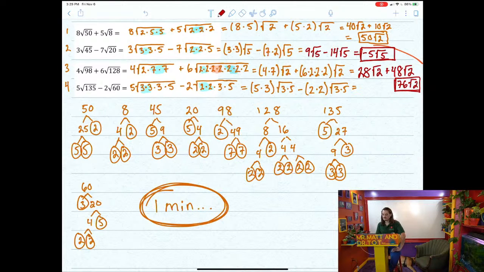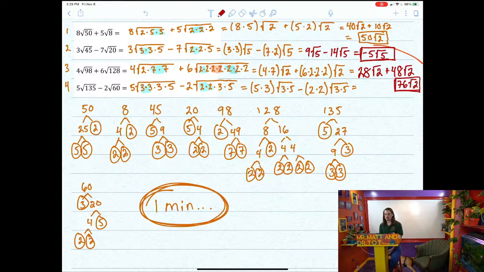For number 4, we have 5 root 135 minus 2 root 60. We can factor 135 into 5 times 27. 5 is prime, but 27 breaks down into 3 times 9. 3 is prime, but 9 breaks down into 3 times 3. So we can expand this into 5 times the square root of 3 times 3 times 3 times 5. One of those pairs of 3's will come out, and it will be 5 times 3 times the square root of 3 times 5. That's the first term.